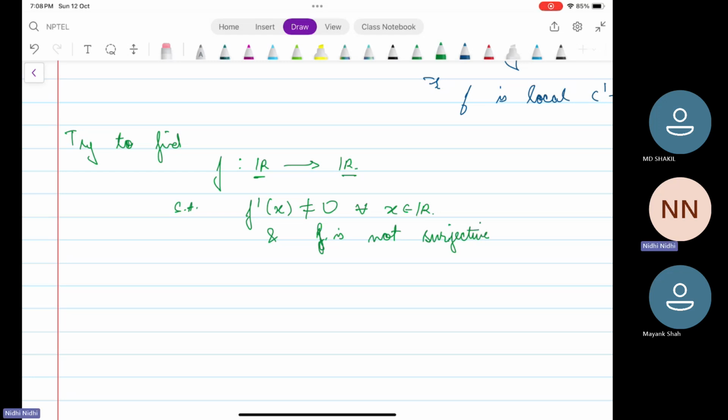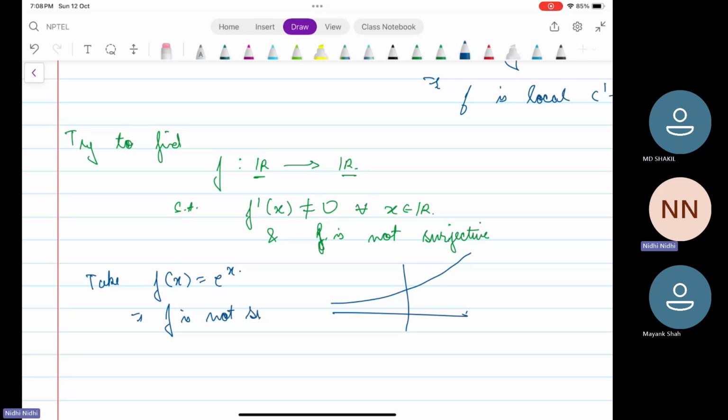So if we take f(x) to be e to the power x, we know that this is not surjective because it will never take negative values. It is never zero. It is not surjective, but f'(x) is e to the power x, which will never be zero for every x in R. Therefore, our second point is incorrect.